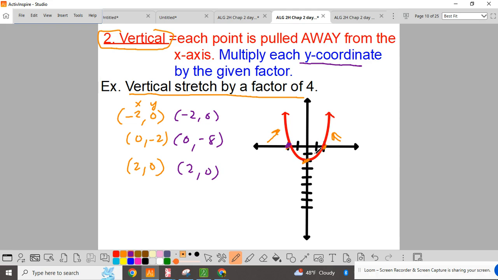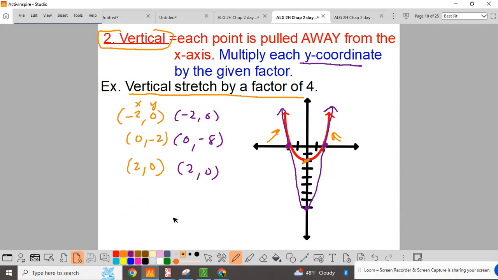This will be, sorry about that, negative 8: 1, 2, 3, 4, 5, 6, 7, 8. And this one. So the graph will become something like this. Okay, and that's how you do the vertical stretch.